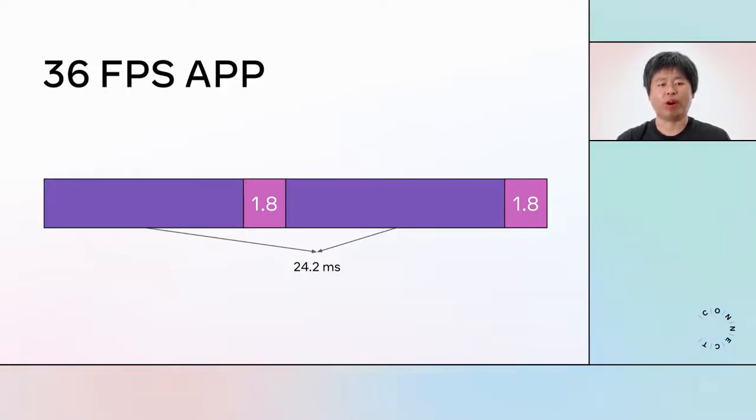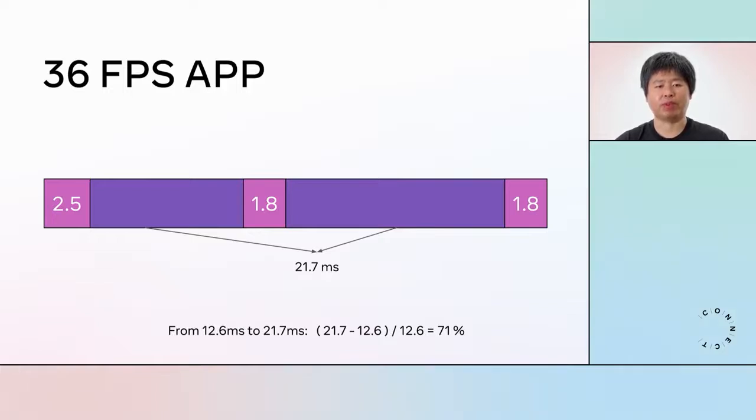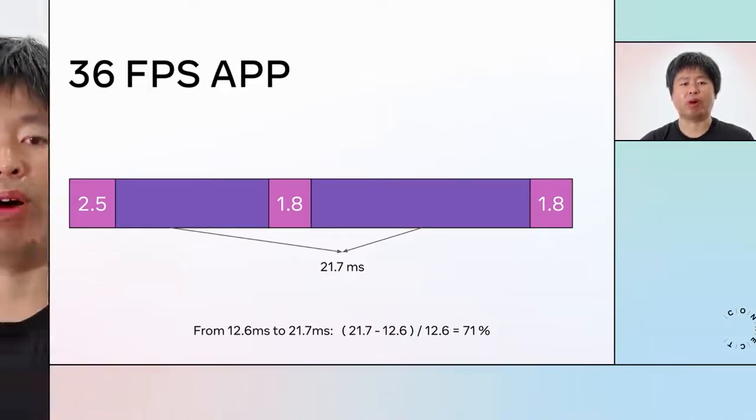For example, 2.5 milliseconds. After taking away all the extra overhead, we have 21.7 left for the application to use per frame. So, as you can see, the GPU time that the app can use is increased from 12.6 milliseconds to 21.7 milliseconds per frame, which is 71% more budget. To be noted, for each application, the actual numbers might vary, depending on your app's actual content.